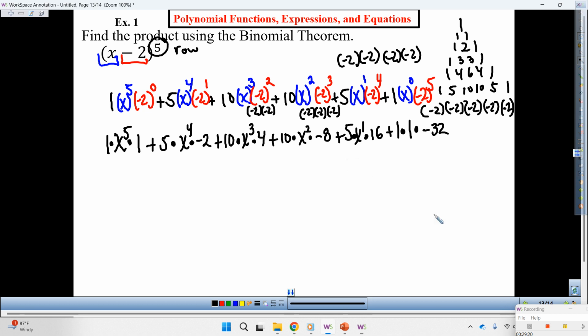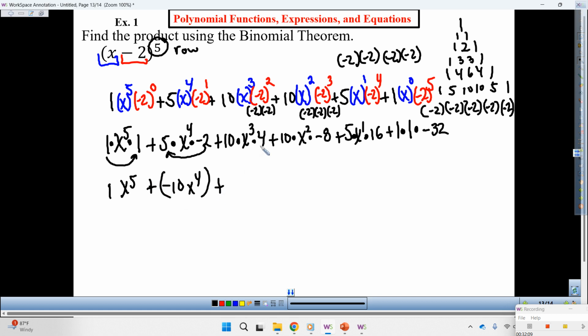Copy that, and then we've got one more step and we're done. Last step: look up, multiply the numbers of each term and bring down the rest of the variables. Here we go. What is 1 times 1? 1 times 1. 1 x to the 5th plus. What is negative 2 times 5? Negative 10, bring down the x to the 4th, put that in parentheses, plus.